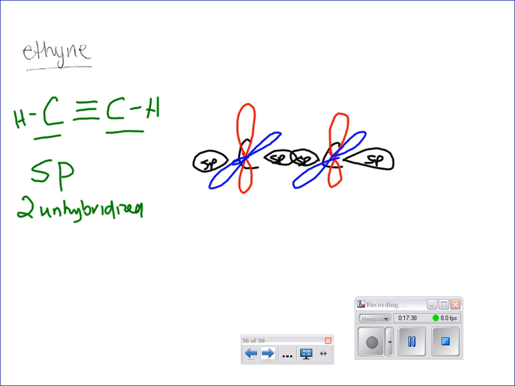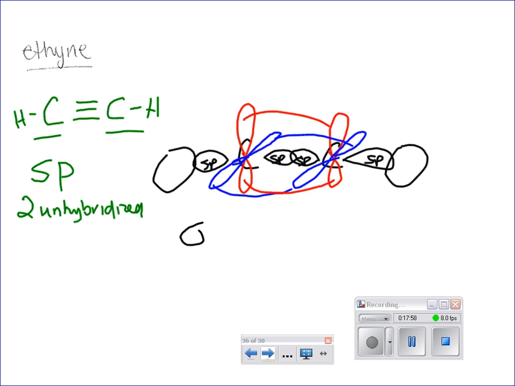All right, so now this overlaps to make 1 pi. This overlaps to make another pi. Don't forget our H's in there. Isn't that beautiful? If anyone were to walk in and just see this picture, they'd be like, what? All right, so looking at this, how many sigma bonds in this picture? 1, 2, 3 sigma. And pi's? 2 pi's.